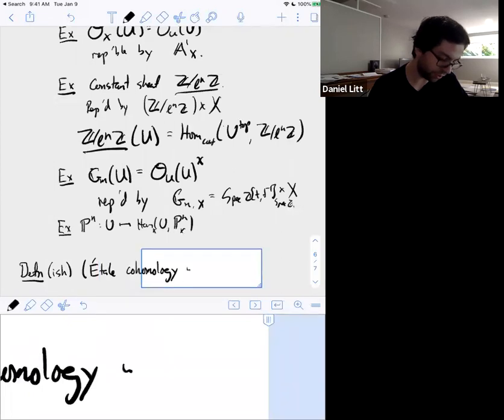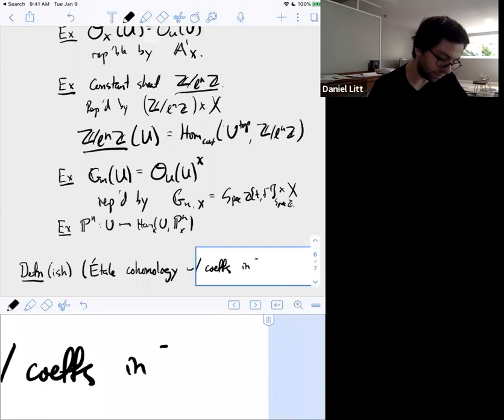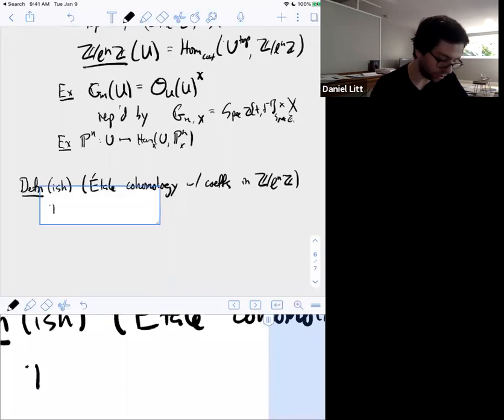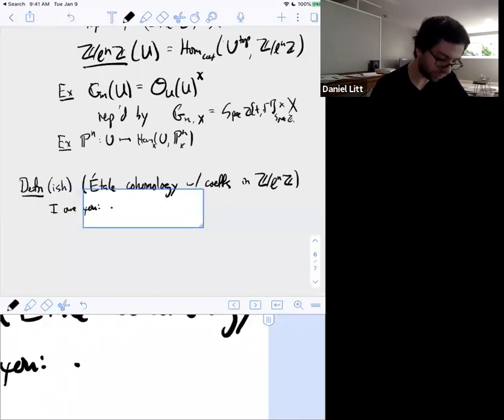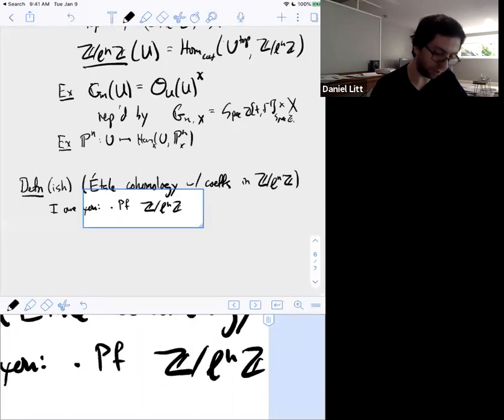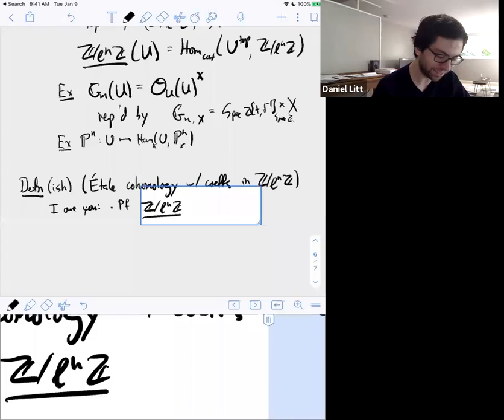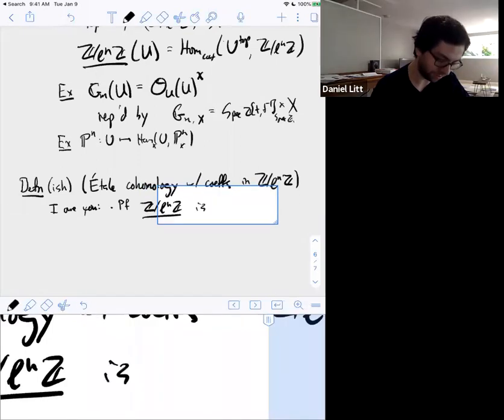With coefficients in Z mod l^n Z. Okay, so first of all, what do I owe you? I owe you, one, a proof that this sheaf we define, Z mod l^n Z, this constant sheaf represented by just the set Z mod l^n Z, is a sheaf.